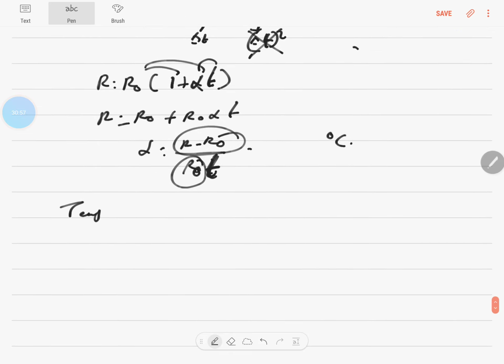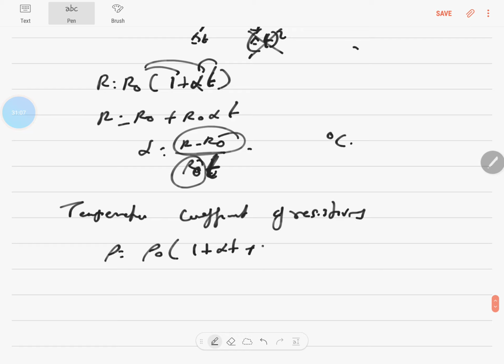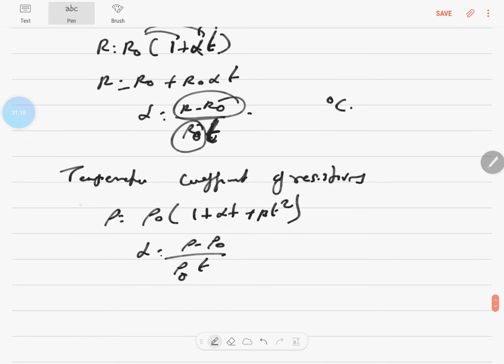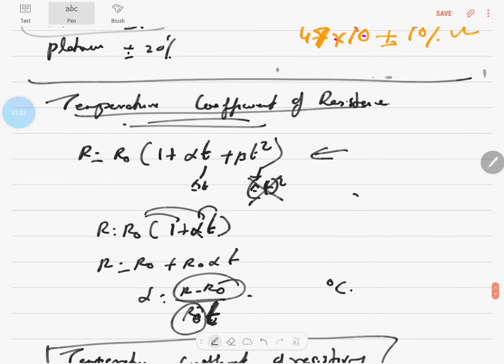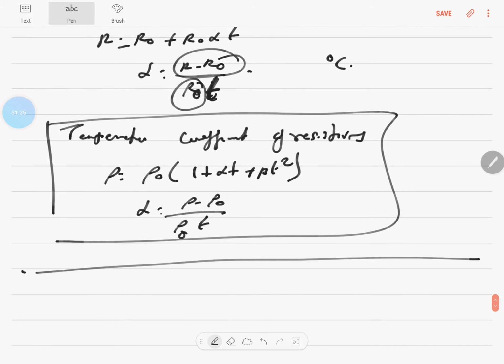Supposing the question is about the temperature coefficient of resistivity. The same equation: rho = rho0(1 + αT + βT²), and you continue and write alpha to be (rho − rho0)/(rho0 T), which is the change in resistivity to original resistivity per degree rise in temperature. So the same derivation applies here. So alpha is called the temperature coefficient.